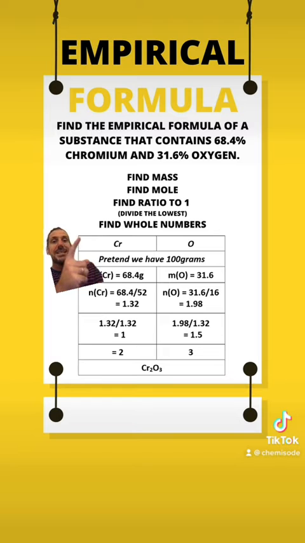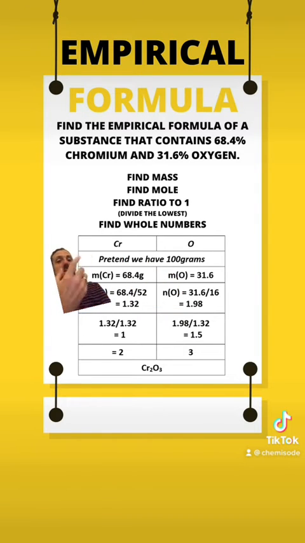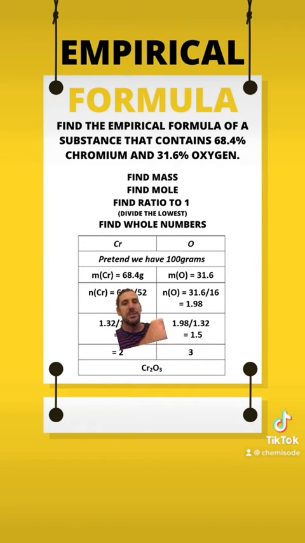That means 68.4% is chromium, which 68.4% of 100 is 68.4 grams. And that means my oxygen is 31.6 grams. So in effect, my percentages are my mass. Now I've got my mass of my elements, I then need to work out how many atoms there are. So therefore, what I'm going to do is I'm going to convert that mass into mole. So I'm going to take my mass of my substance divided by the molar mass of my elements. That means I've got 1.3 mole of chromium and 1.98 mole of oxygen.